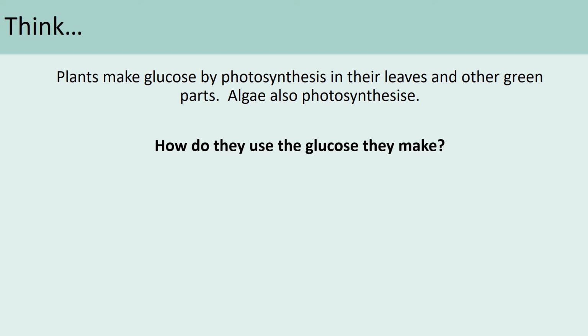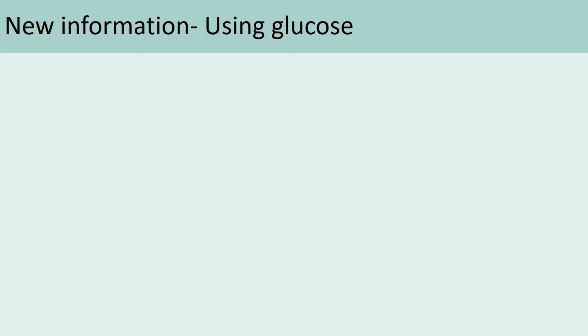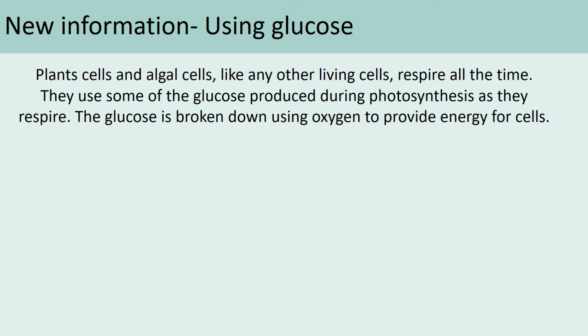Remember, plants don't eat things, so they need to convert that glucose into all of the things that we would get from eating. Okay, so this might be new information to a lot of you. This is covered in key stage 3, so you might have forgotten it, but we're going to be talking about one of the uses of glucose, which is to provide energy, and they do that through the reaction of respiration.